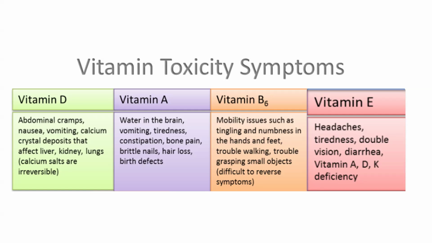Excess of vitamin A can cause accumulation of fluids in the brain, vomiting, tiredness, constipation, bone pains, brittle nails, hair loss, birth defects. Then the excess of vitamin E can cause headaches, tiredness, double vision, diarrhea, and deficiency of vitamins A, D, K, like deficiency of further different vitamins.